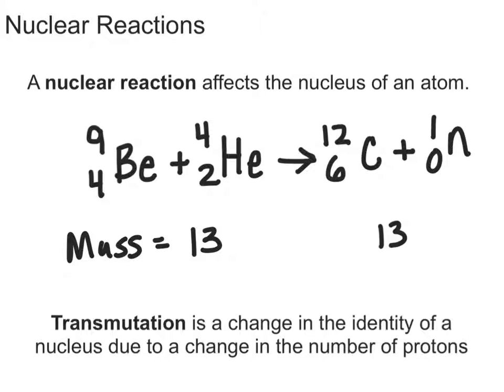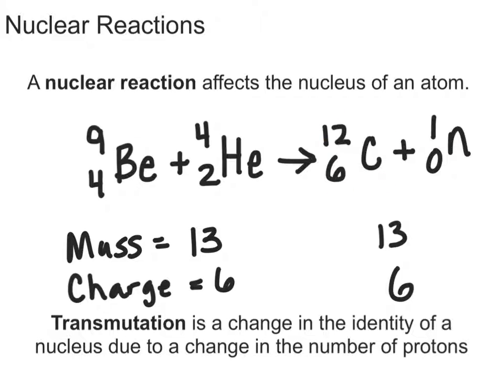Likewise, we want to conserve our charge. On the reactant side, we have a charge of 4 for beryllium and a charge of 2 for helium, which gives us a total charge of 6. And on the product side, we have a charge of 6 from carbon. And remember, neutrons have no charge. This is the symbol for a neutron. So 6 plus 0 also gives us a total charge of 6. So our reaction is balanced, but what you'll note is that we started with beryllium and helium and we created something new. We created a carbon atom.